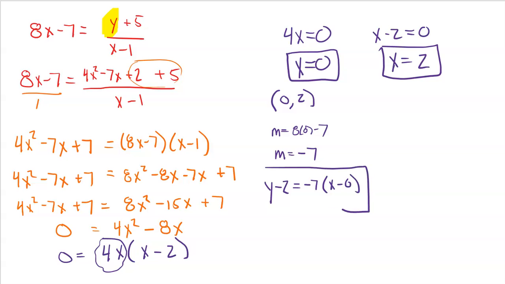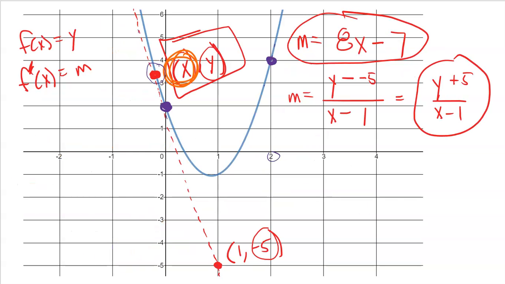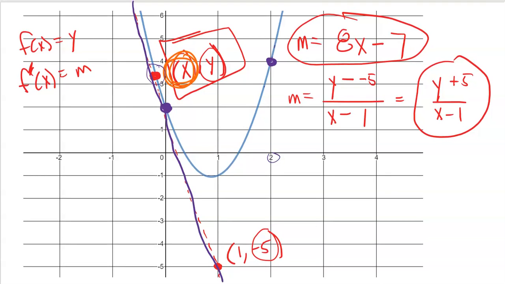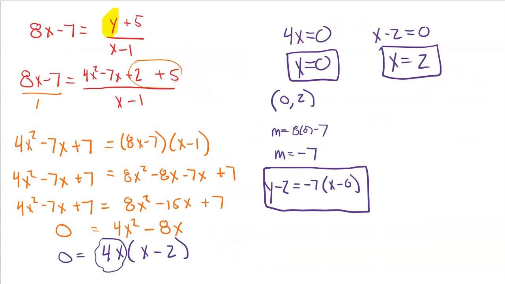So that is going to be one of my lines that is tangent to my function and crosses through the point 1, negative 5. That's going to be this line right here. It's tangent at 0, 2, and, sorry, I'm so bad at drawing lines, crosses through 1, negative 5. All right, let's find the other answer. Now, the other answer happens when x equals 2.